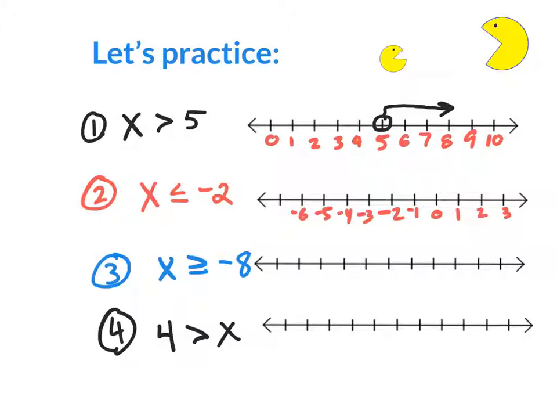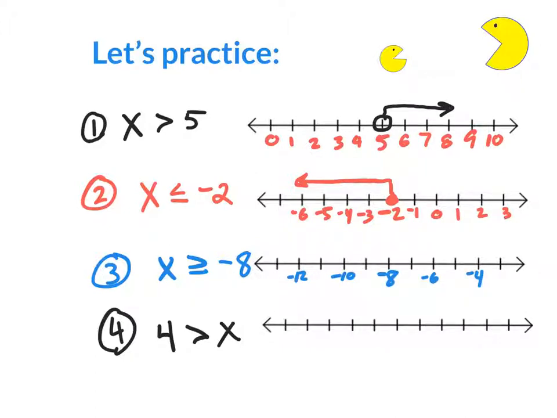So is it going to be a solid dot or open dot? Solid dot at negative 2. And is it going to the left or to the right? To the left, because it says less than, so you draw an arrow to the left. The next one, x is what? Greater than or equal to negative 8. Thank you very much. Greater than or equal to negative 8.